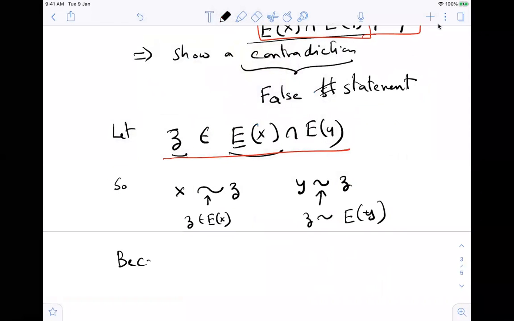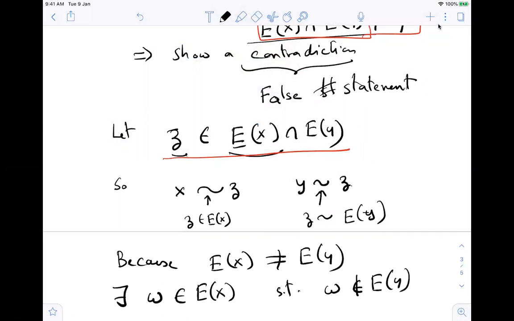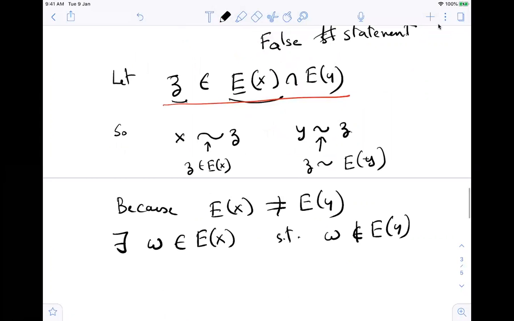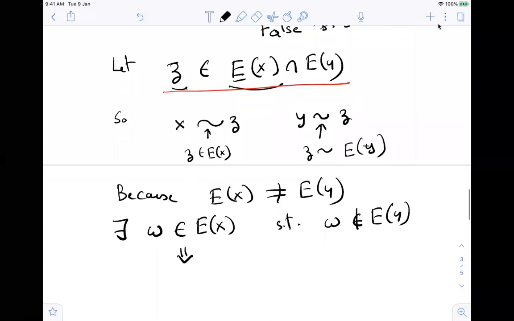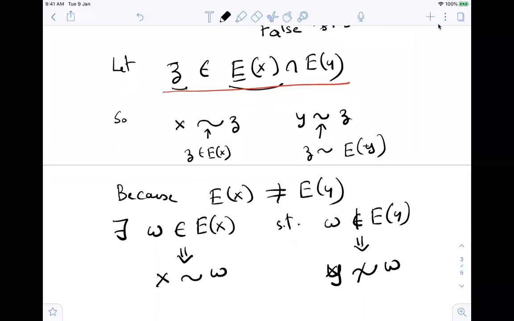So because E of x is not equal to E of y, what does it mean? There exists a, say, W in E of x such that W is not in E of y. Okay, so these are all the properties that we are slowly getting. What does it mean? This statement means that x is related to W. And this one means y is not related to W.